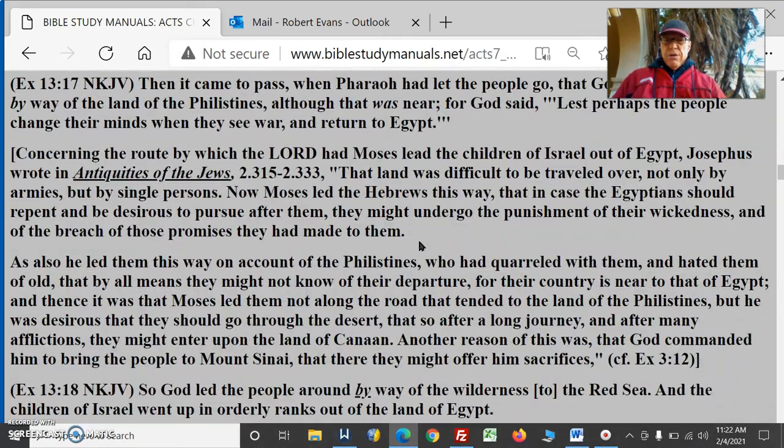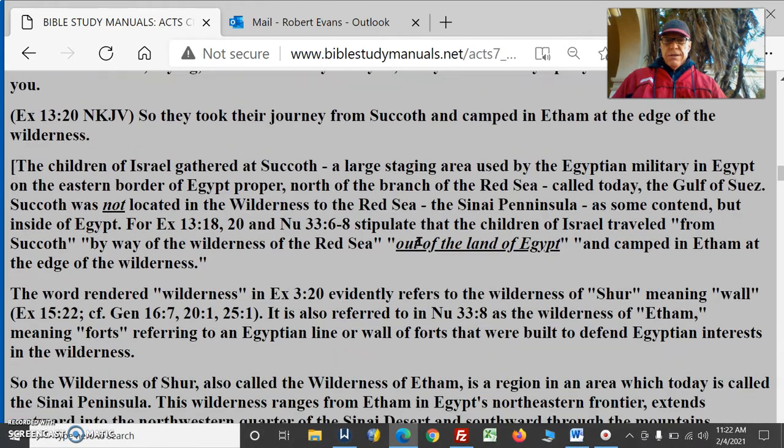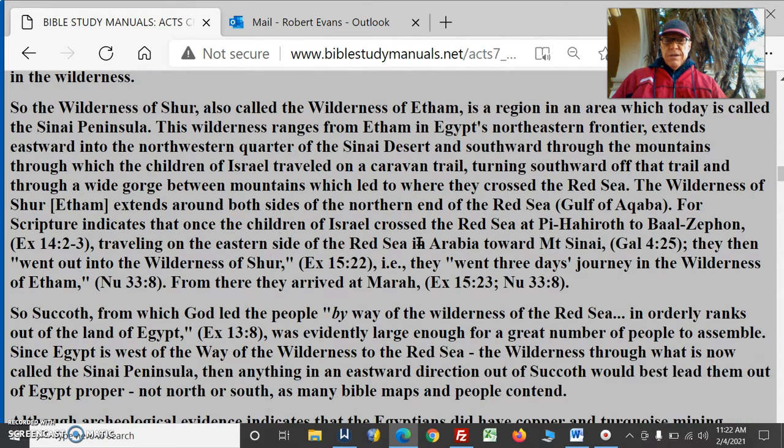Now, getting back to where we got. So, toward Mount Sinai, in Galatians 4:25, Paul said Mount Sinai is in Arabia. They then went out into the wilderness of Shur, and they went three days' journey in the wilderness of Etham, which we looked at. From there they arrived at Marah.